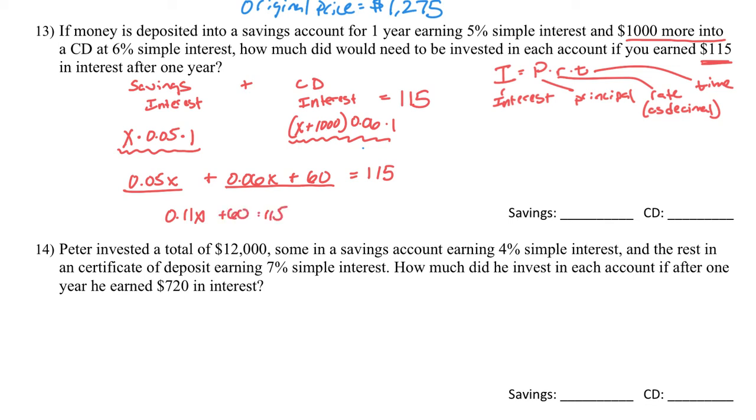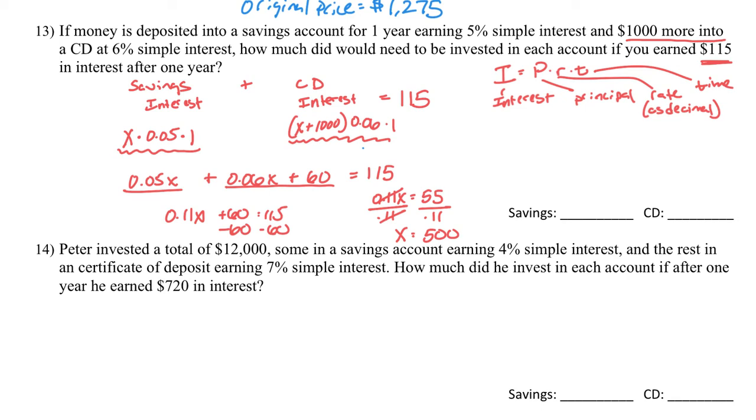I'm going to subtract 60 off of each side and we get 0.11x equals 55. Divide both sides by 0.11. That cancels out and we get x equals 500.